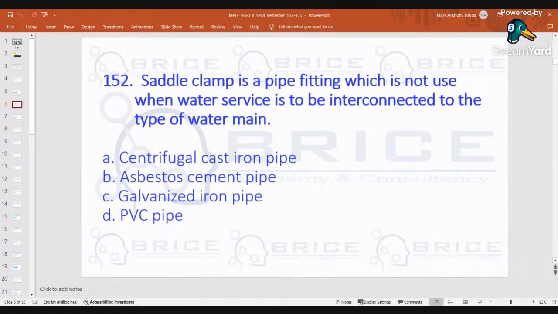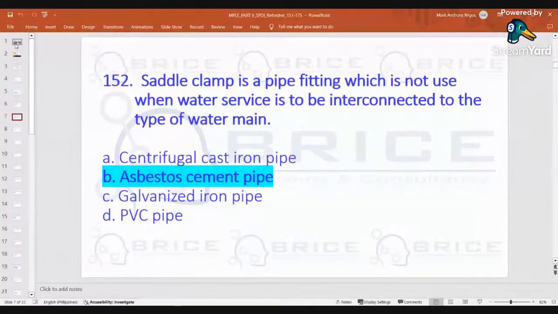152. Saddle clamp is a pipe fitting which is not used when water service is to be interconnected to the type of water main. A. Centrifugal cast iron pipe. B. Asbestos cement pipe. C. Galvanized iron pipe. D. PVC pipe. The answer is asbestos cement pipe.